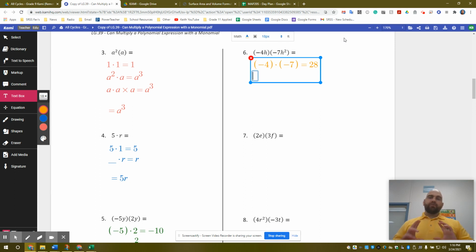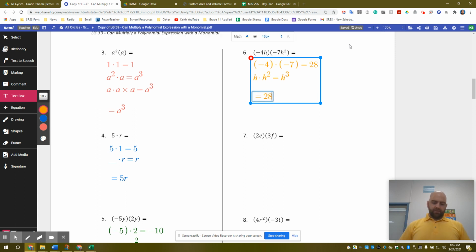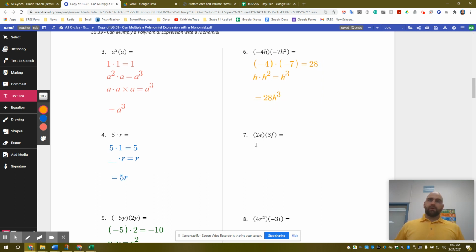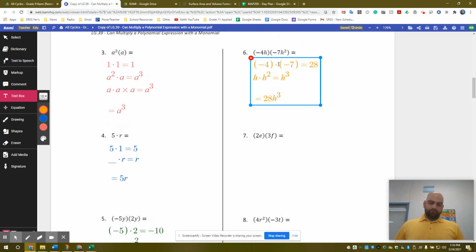Now our variables, we're never going to deal with the negatives. They're always going to be positive. So in this case, we have an h and we have an h squared. Again, just keep them as positives. Only the coefficient will be a negative or a positive. H times h squared means that we have h cubed. And our final answer there, we're going to have the 28 in front, and the h cubed in behind, and that's going to be our final answer, 28h cubed. Okay, because we have 1 h and 2 h's, and we add them together to get 3 h's. Remember, adding is part of what we do with exponents, but not when we're multiplying.